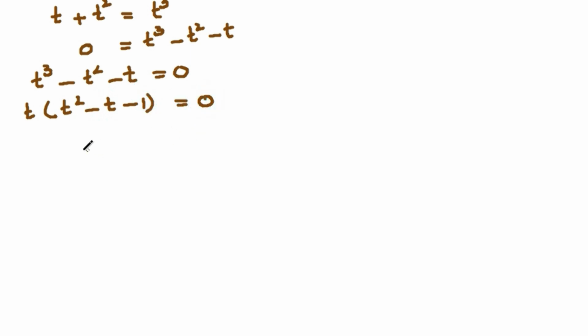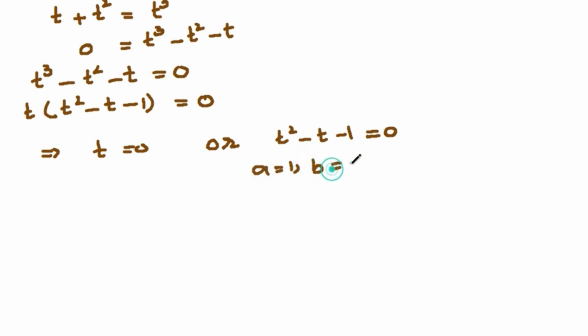There are two cases here: t is equal to 0, or t^2 minus t minus 1 is equal to 0. Using the quadratic formula, a is equal to 1, b is equal to minus 1, and c is also equal to minus 1.